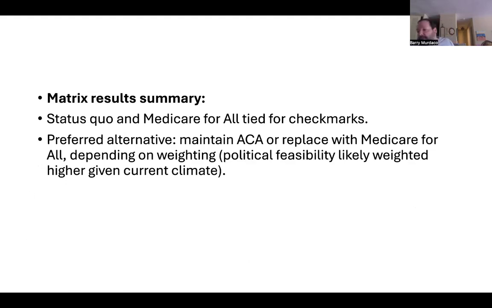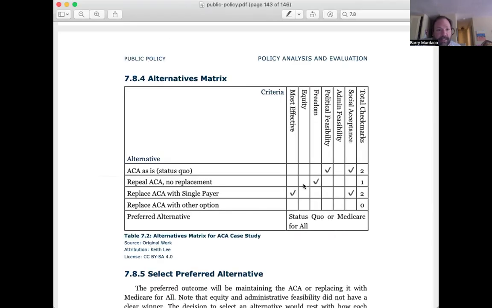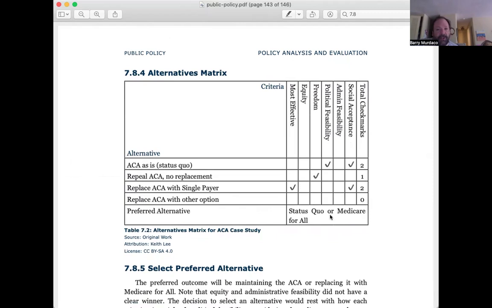So when they plug this into their matrix, which I'll turn to in a moment, they find that the status quo and Medicare for all are tied. So the preferred alternative is either maintain the ACA or replace with Medicare for all. But let's turn to this for a second. So this is the matrix that they use here. You can see they plug in their criteria, they plug in the alternatives, and then it basically becomes an exercise in checking boxes, as you can see here.